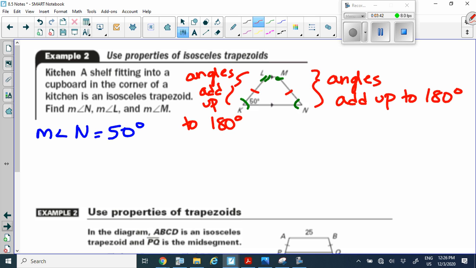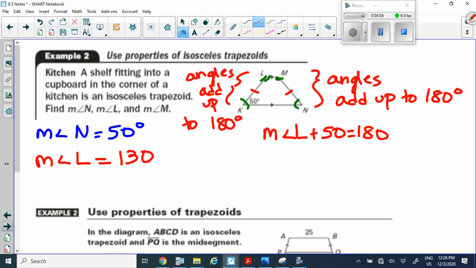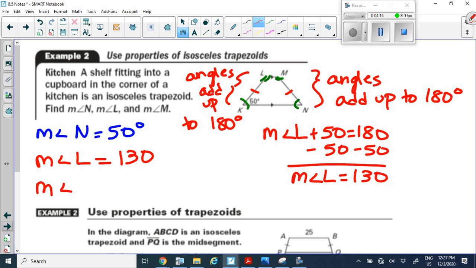Okay, so that means, let's say we're trying to find the measure of angle L. To do that, we just have to do 180 minus 50. So measure of angle L plus 50 equals 180. So we subtract 50 from both sides, and then we can definitely get that the measure of angle L is going to be 130. And so since L and M are congruent, the measure of angle M is also going to be 130 degrees.